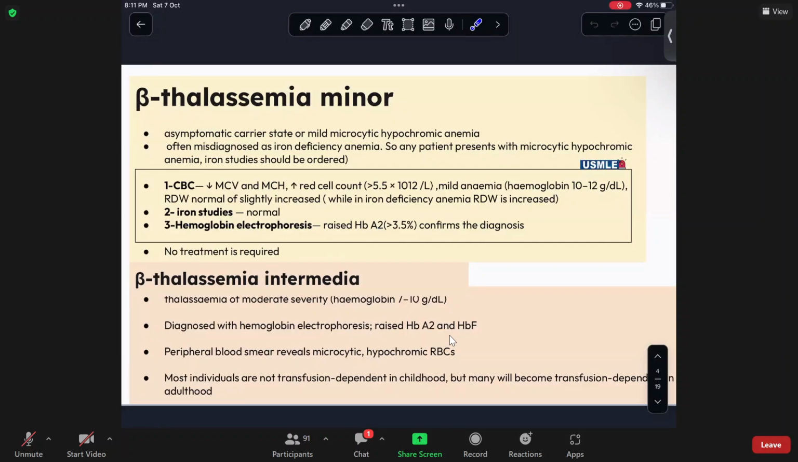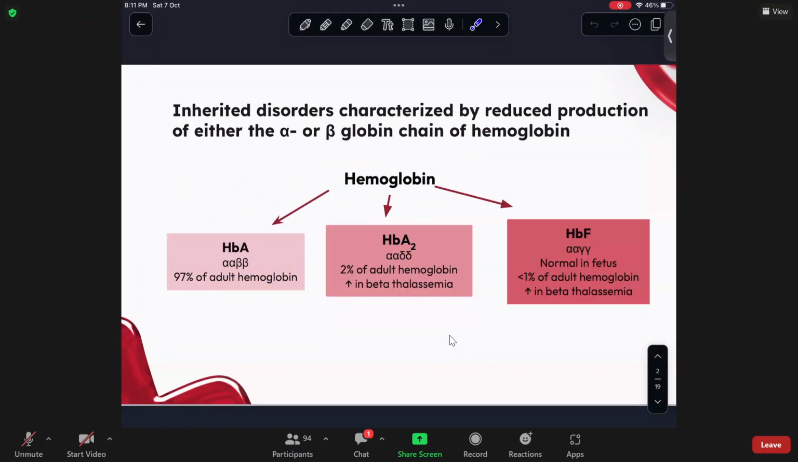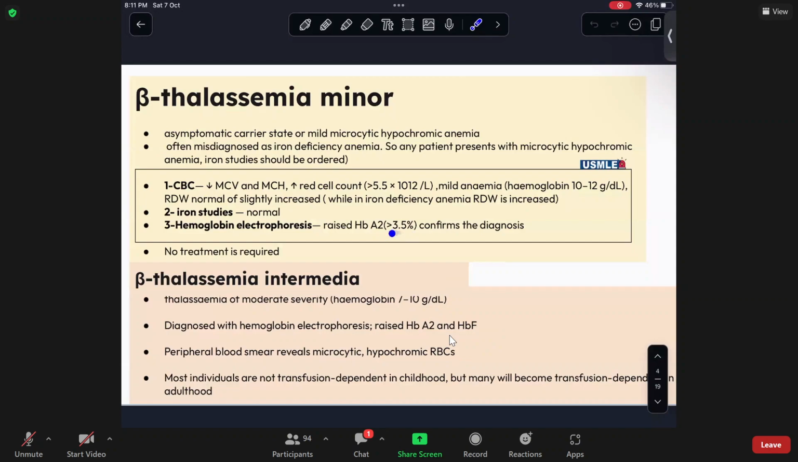Then lastly, we will order hemoglobin electrophoresis. In hemoglobin electrophoresis, there's a characteristic finding, which is an increase in hemoglobin A2 to more than 3.5%. As we said before, it should normally be 2%. So if it is more than 3.5%, then this confirms the diagnosis, together with the findings in the CBC and iron studies, and then we can diagnose the patient with beta thalassemia minor.